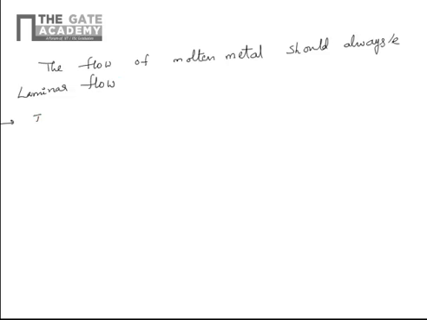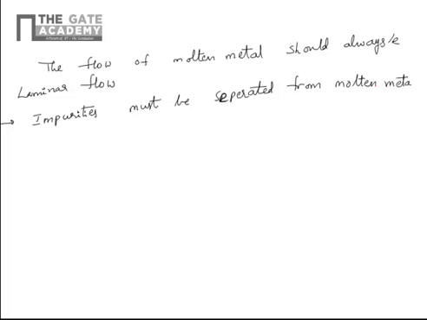Next point is impurities must be separated from the molten metal in the gating system. Before the molten metal enters into the casting cavity, impurities must be separated.